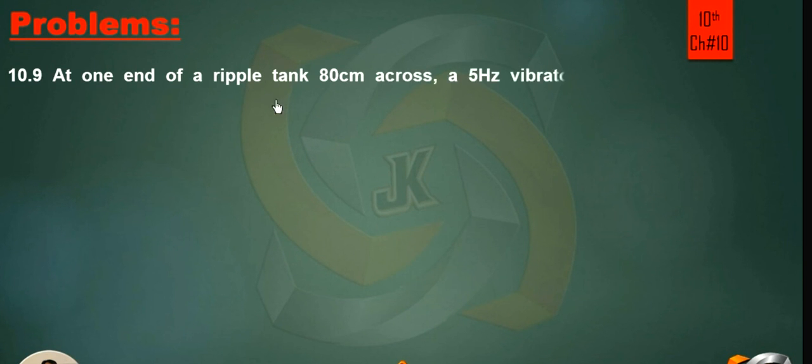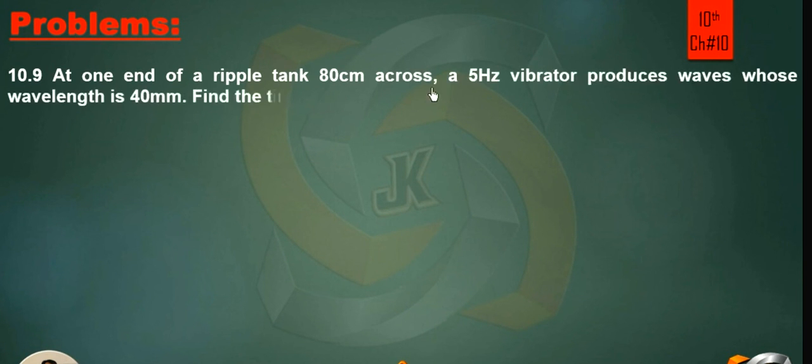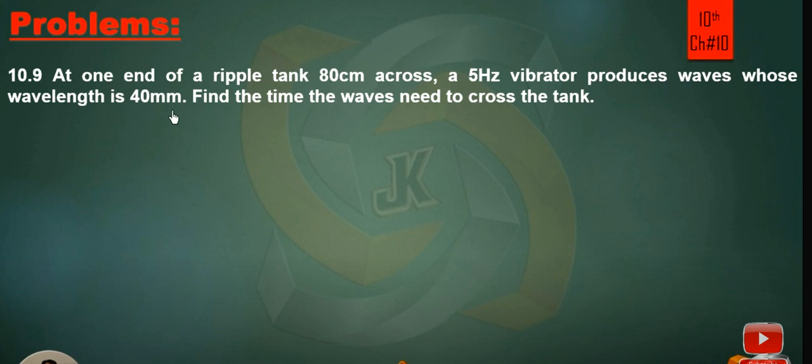Now you can pause the video and write the previous problem completely. Now 10.9 seems to be a little easier numerical. At one end of the ripple tank, 80 centimeter across, this is the total length, a 5 Hz vibrator produces waves whose wavelength is 40 millimeter. So wavelength is 40 millimeter, that is 40 divided by 1000, 0.04 meter. Find the time the waves needed to cross the tank.